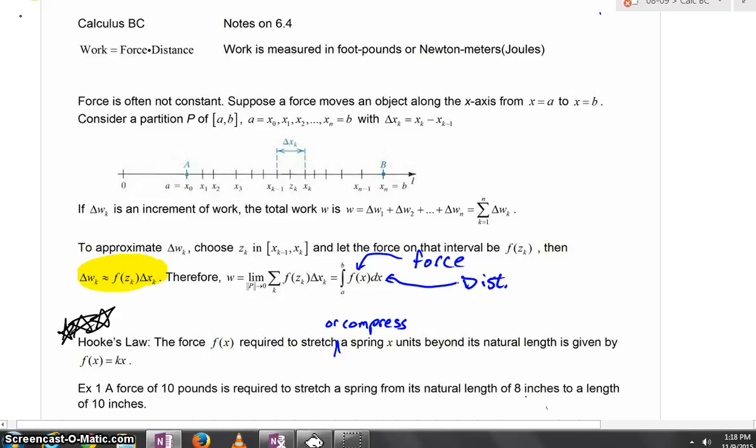We're going to be doing some work problems today. Work is something that you see quite a bit in physics. There is a very simple formula for it. Work is plain and simply force multiplied by distance.